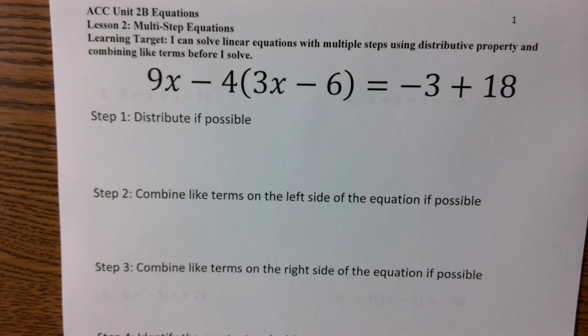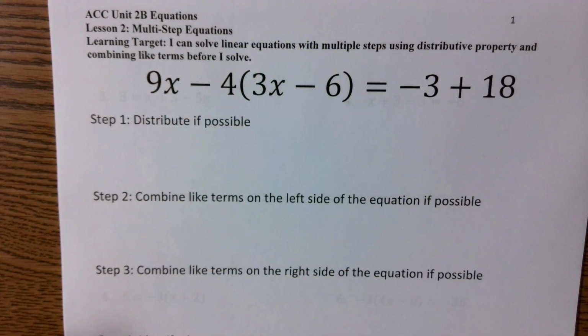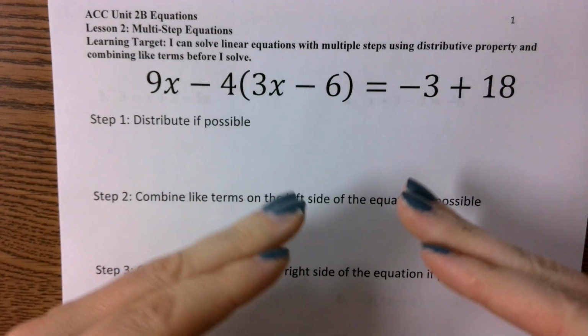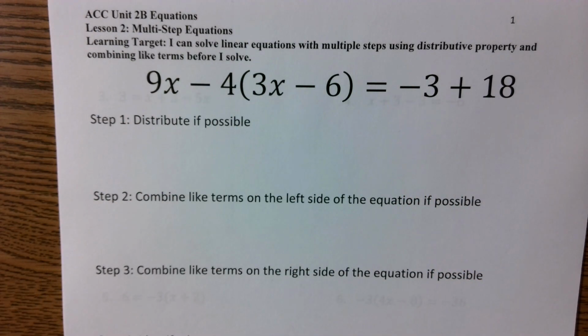So our learning target: I can solve linear equations with multiple steps using distributive property and combining like terms before I solve. So you're taking everything that we've done from our first unit, where we learned how to distribute and we learned how to combine like terms, and you're simplifying your expressions down so that way you can get them into that two-step equation format.